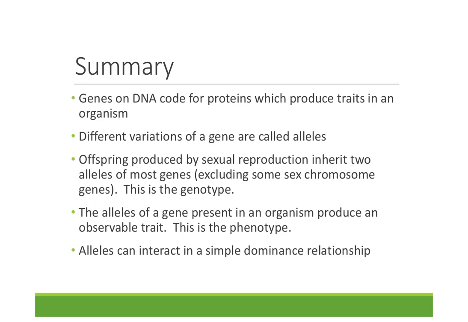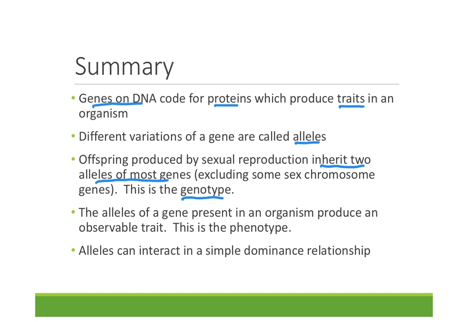So in summary, we know that genes on DNA will code for proteins, which then produce certain characteristics we call traits in organisms. That genes can come with different variations for that particular trait, which we call alleles. That the offspring produced by sexual reproduction inherit 2 alleles of most genes. The exception are some sex chromosome genes that we will talk about later. And what they inherit is known as the genotype.